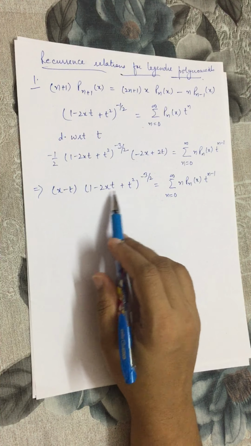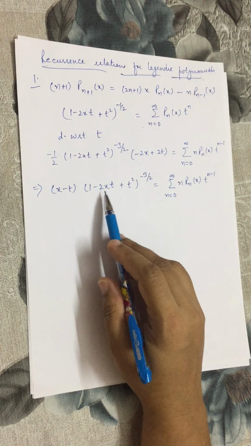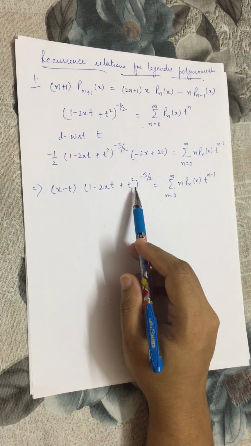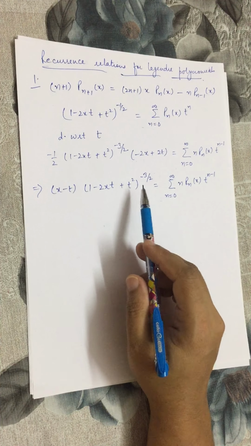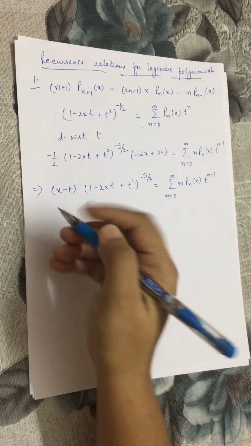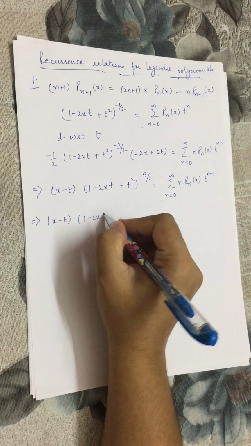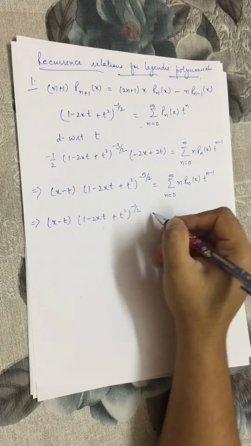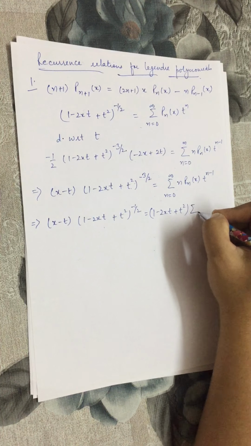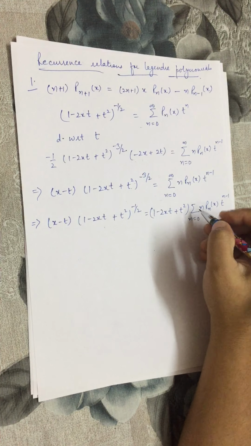Now from this power of minus 3 by 2, we will multiply on both sides the factor (1 - 2xt + t²). So that will become (x - t)(1 - 2xt + t²)^(-1/2) equal to (1 - 2xt + t²) summation n P_n(x) t^(n-1) from 0 to infinity.